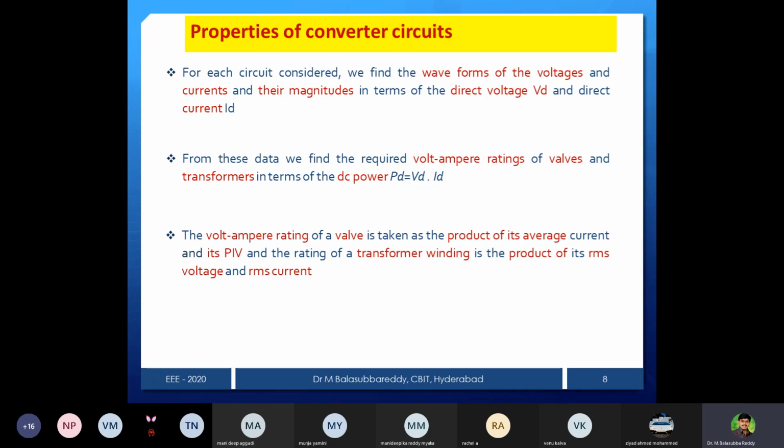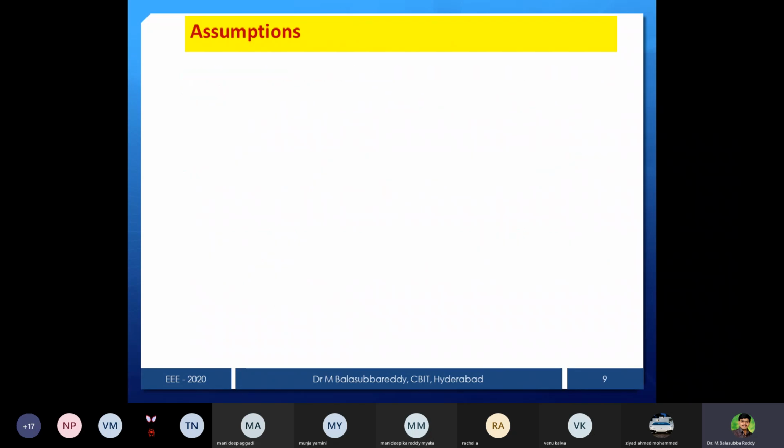So that means VRMS into IRMS I consider as the volt ampere rating of a device. In the transformer case, it is VRMS into IRMS. Whereas in the case of a device, we can see that average current and peak inverse voltage will decide the volt ampere rating of a valve.